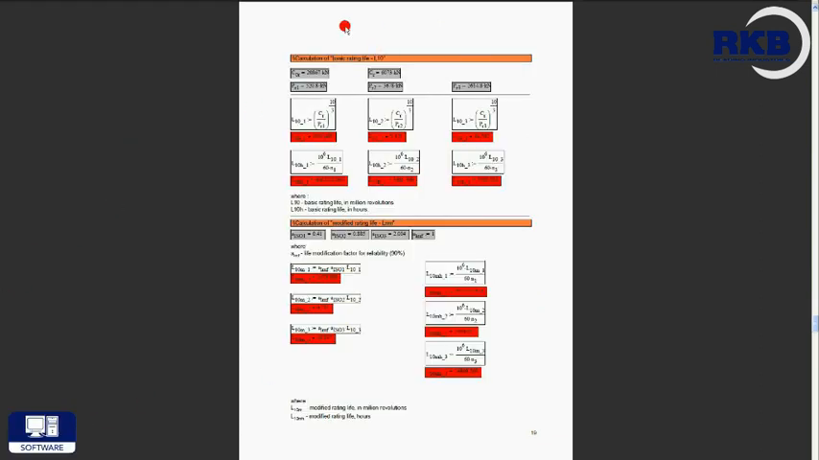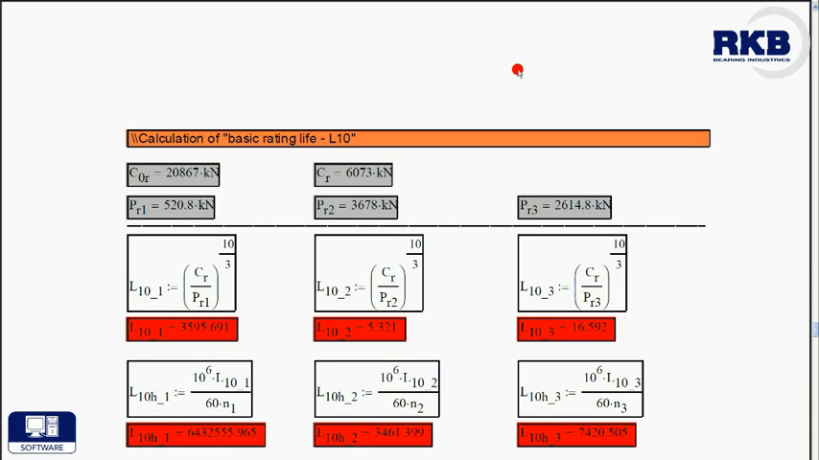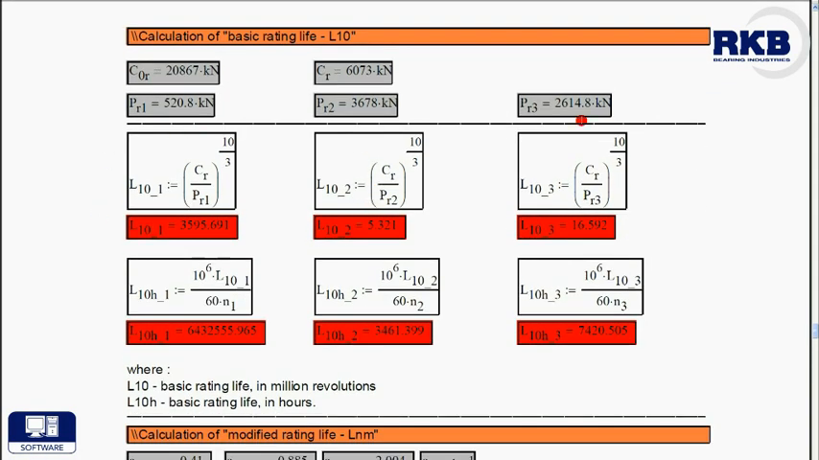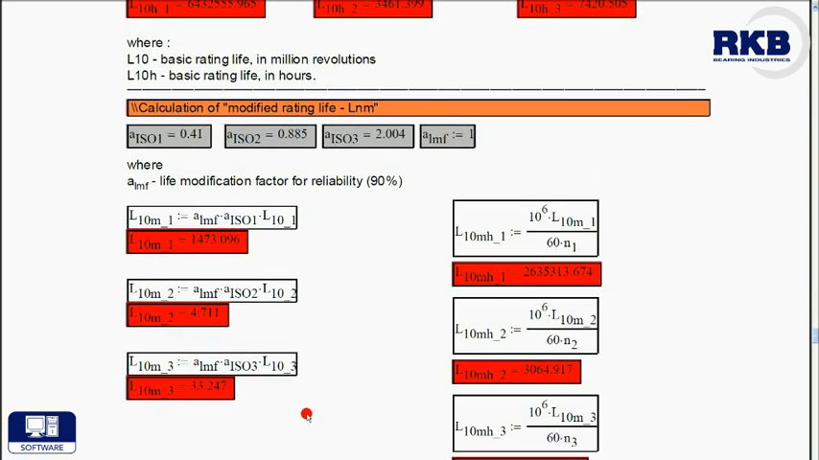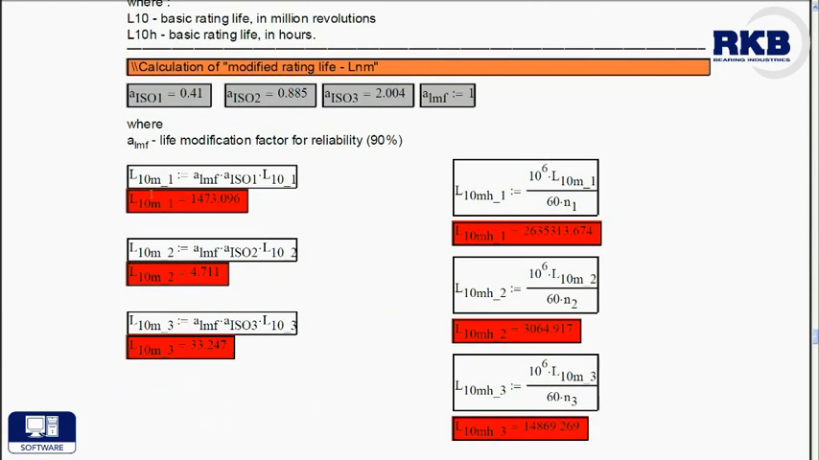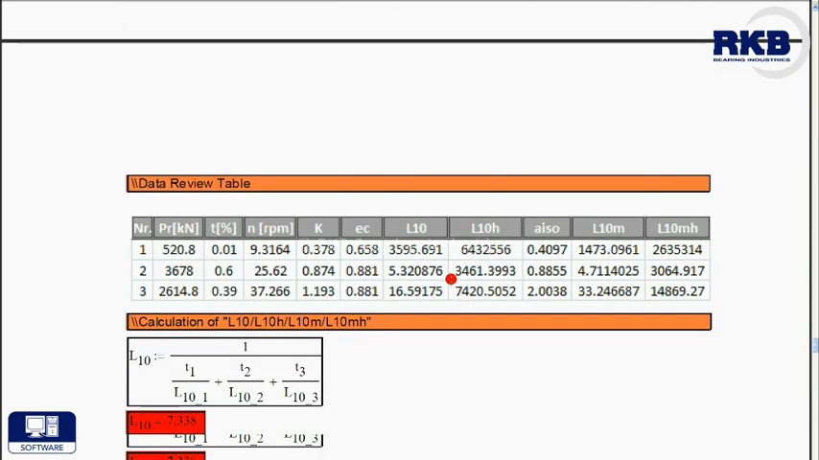The basic rating life L10 in million revolutions and L10H in hours are calculated for each phase, along with the modified rating life L10M in million revolutions and L10MH in hours, taking into consideration the life modification factor for 90% reliability and the life modification factor, AISO. On this page, a data review table is presented in order to have clear information regarding the influence of the application parameters on the bearing life.